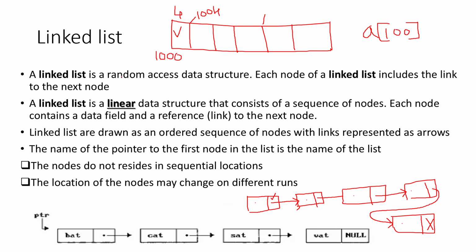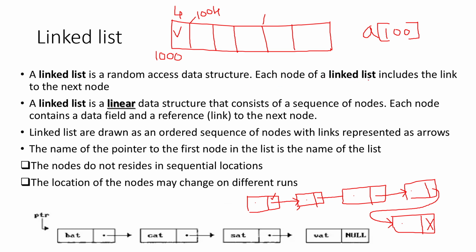A linked list is a random access data structure. The meaning is that I can get any of these locations. I can access these locations. I can add or delete randomly again. I need not start from the first location. I can get any element. That is a random access data structure.